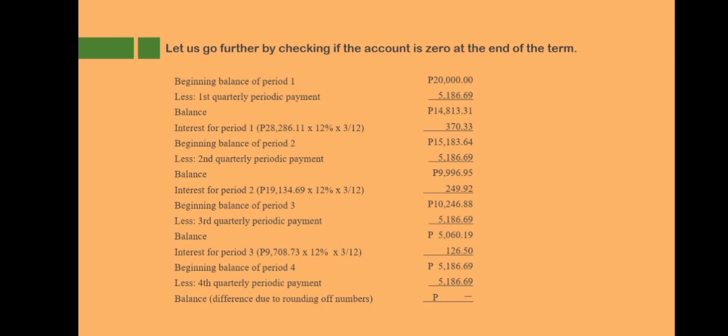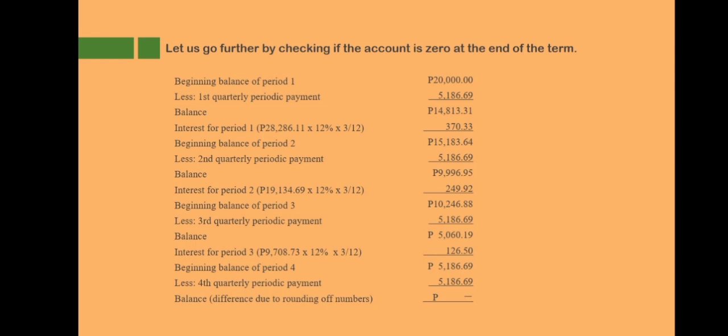So, ang balance natin is 14,813 pesos and 31 centavos. And kunin natin yung interest niya, which is 370.33, and idagdag natin sa 14,813.31. So, ang magiging beginning balance na ngayon ng period 2 is 15,183 pesos and 64 centavos. And bawasan ulit natin ng second quarterly periodic payment, which is 5,186.69. So, ang magiging balance natin is 9,996 pesos and 95 cents.